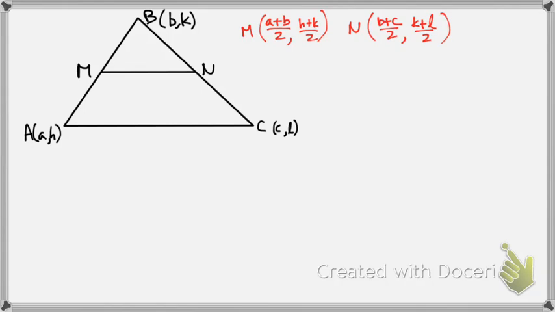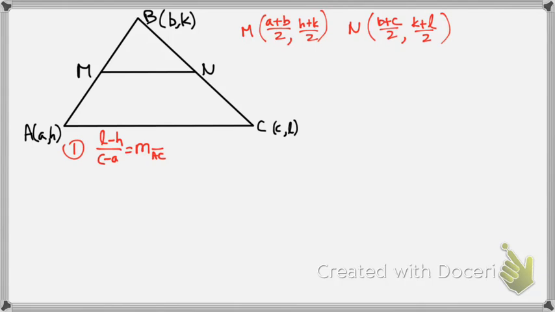So first, let's find the slope of AC. I'm going to do that underneath the triangle because that's super easy. So step 1, finding the slope is just y2 minus y1 over x2 minus x1. So I'm going to pull my y2 and x2 from here, my x1 and y1 from here. So that'll be L minus h over C minus A. And this is going to be the slope for segment AC.